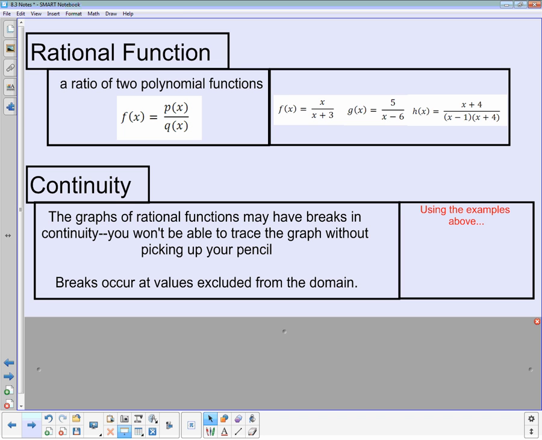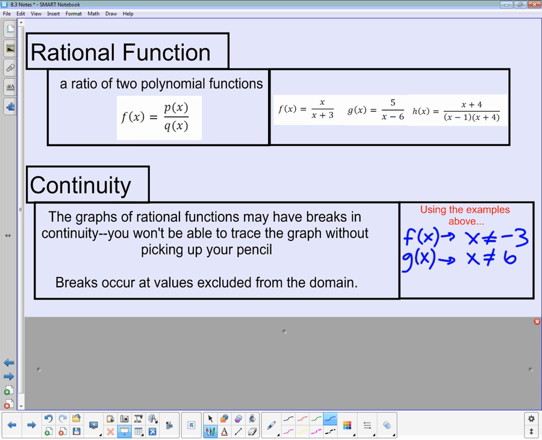From the above examples, there are breaks in continuity where the denominator is equal to 0. So if I look at the f of x function, if I had an x value of -3, then I would have a break in continuity. So x can't equal -3 there. For the g of x function, if I had a value of 6, then I would have a break in continuity because 6 minus 6 is 0, and we all know that we can't divide by 0. Same thing with the h of x function. In h of x, I have two breaks in continuity. I have a break in continuity at +1 and also at -4. So two breaks there.